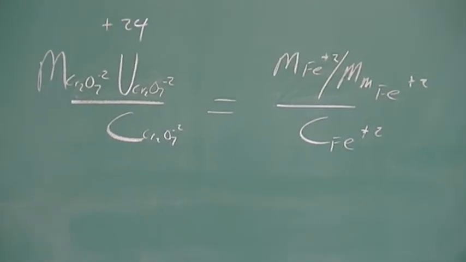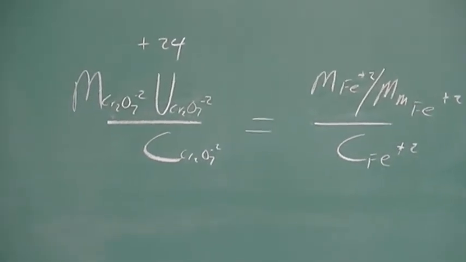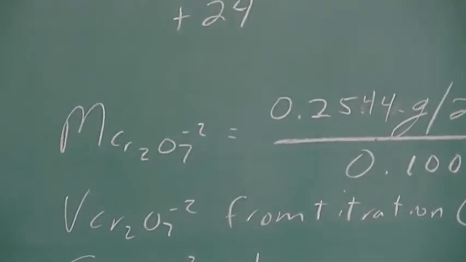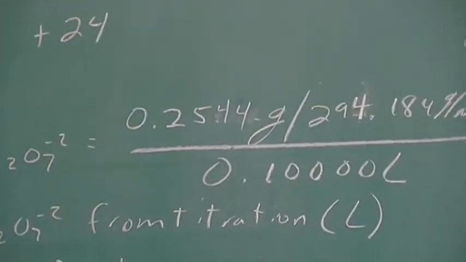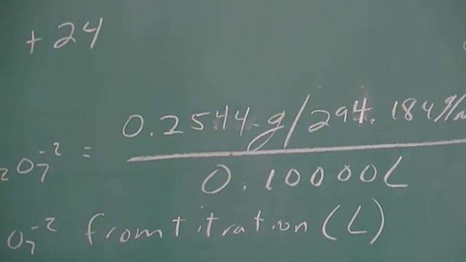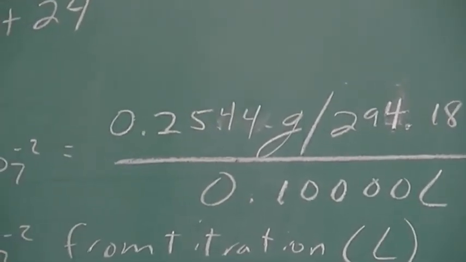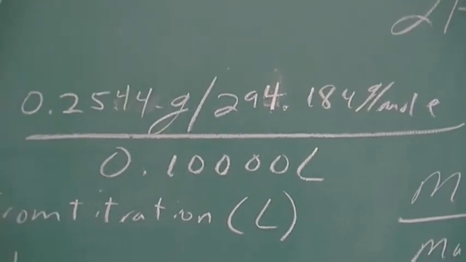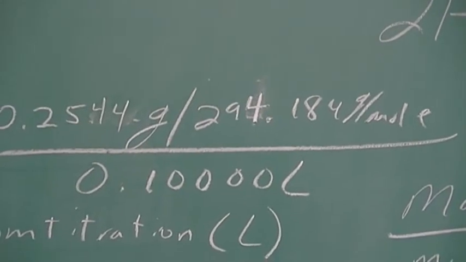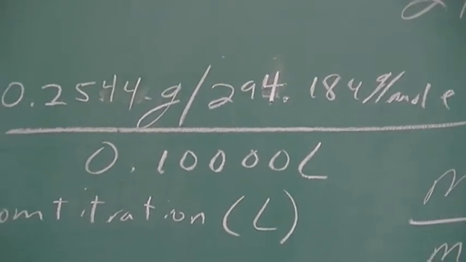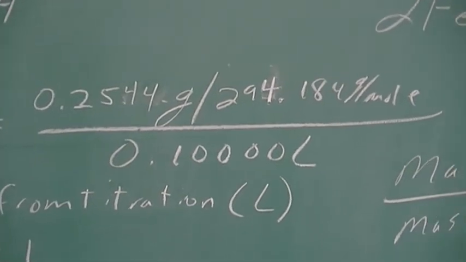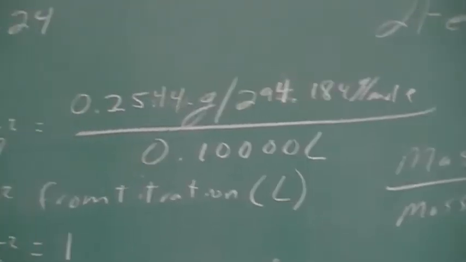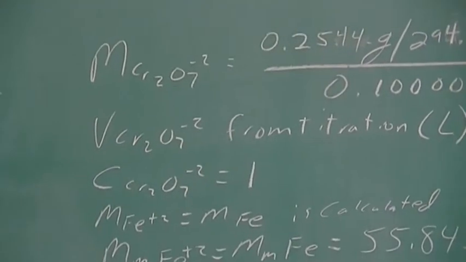All right, and so when we are looking at our dichromate, I have started the experiment, and so to find the molarity of the dichromate, you take the mass divided by the molar mass. So I've already weighed out the dichromate, and I used 0.2544 grams. I divide that by the 294.184 grams per mole, and I put this in a 100 milliliter volumetric flask, and so in liters that is 0.1 liters. And when you do this division, you will get your molarity to 4 significant figures.